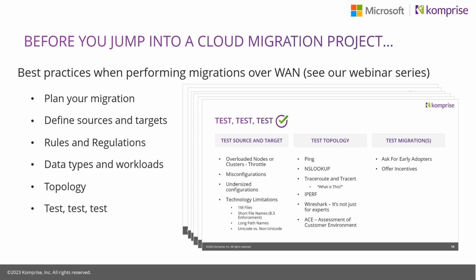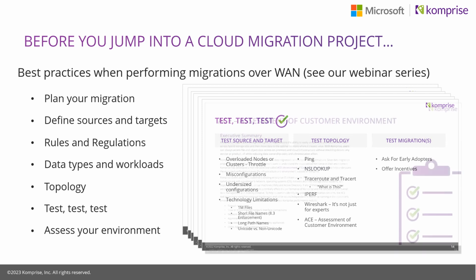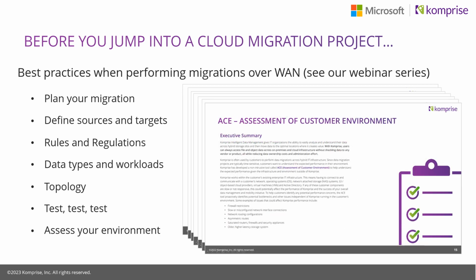We've had customers find out that they had hysteresis in their routing, and that incurred extra delays that were not necessary, and actually they weren't even aware of them. And by doing these tests, you can uncover issues. Komprise also can help with a service we call ACE. It's an ACE up your sleeve, the assessment of the customer environment. This is a free service that Komprise can provide.